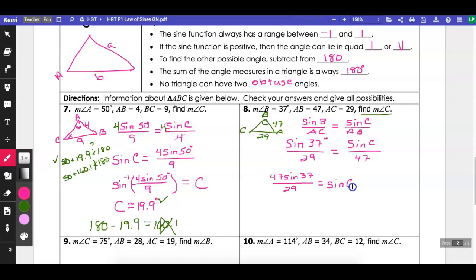of angle C. Now when I'm looking for an angle measure, then what I need to use is the inverse ratio, right? But remember up here at the top we said that the sine function always has a range between -1 and 1. So the first thing we're going to do is grab our calculator, and in your calculator you're going to type 47 times the sine of 37 degrees divided by 29. So let's remember what that looks like.